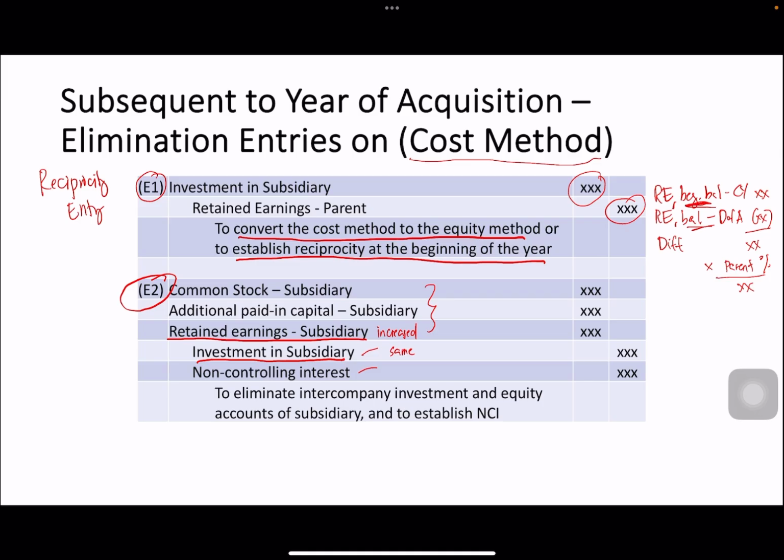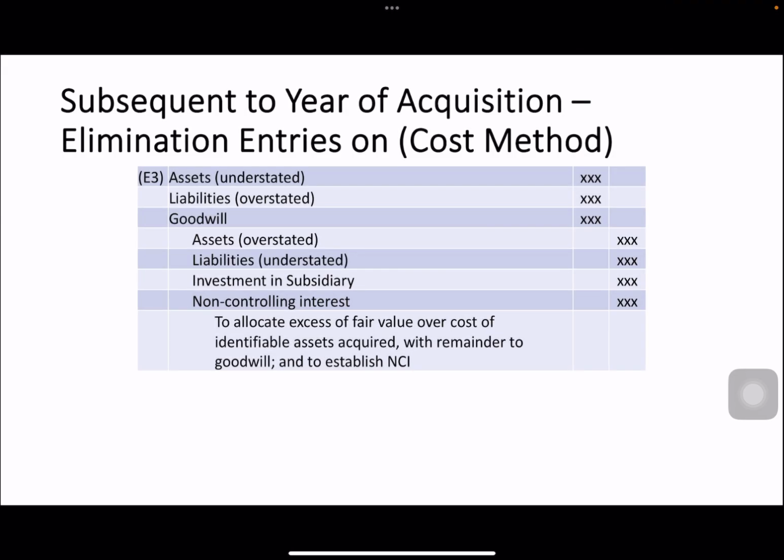Now, without the reciprocity entry, and if we just have eliminating entry 2, the investment in subsidiary account would have resulted in a negative balance. Hence, to prevent that, we need to prepare the reciprocity entry that includes a debit in the investment in subsidiary account. Again, that is to prevent the investment in subsidiary account being negative after we have made the second eliminating entry. Let's now proceed to the third eliminating entry.